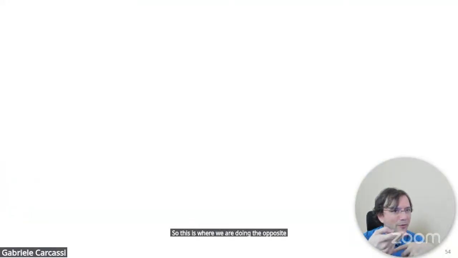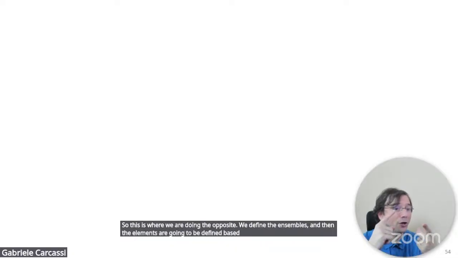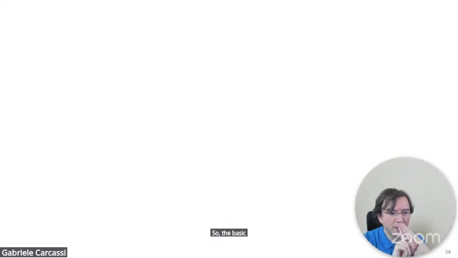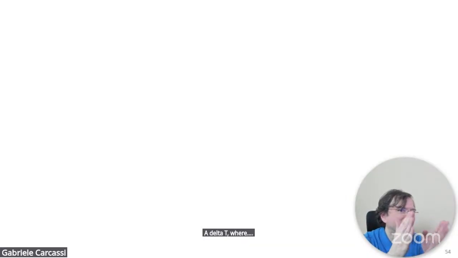So this is where we are doing the opposite. We define the ensembles, and then the elements are going to be defined based on the ensemble and the variability. So the basic idea should be that even when we define this variability, it could even be how much, let's say, a macro state is jiggling around, or the state is jiggling around within a delta t, which is the time scale that they're using to define that state.